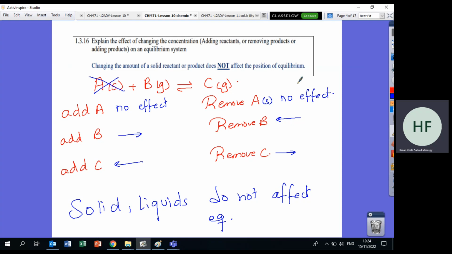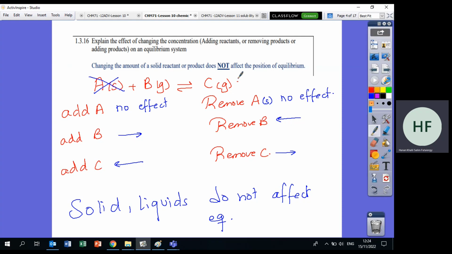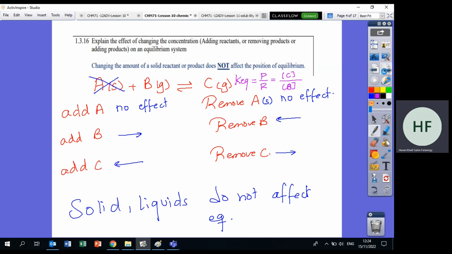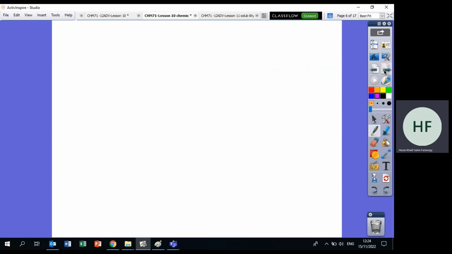Now, if you were asked to write the KEQ expression for this reaction, I want to write the equilibrium constant. Remember, we write products over reactants. Products is C, over reactant is B, and we do not write A because A is a solid. Okay, now let's study another factor.